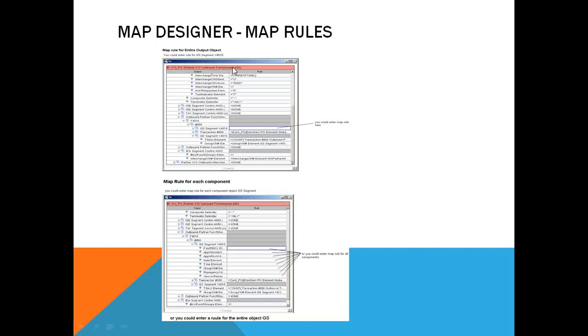So this is just a screenshot of the mapping group. See here, first one is current date time. It just uses a built-in function. The next one is a hard-coded value. This is ANSI 12. Next one is hard-coded.